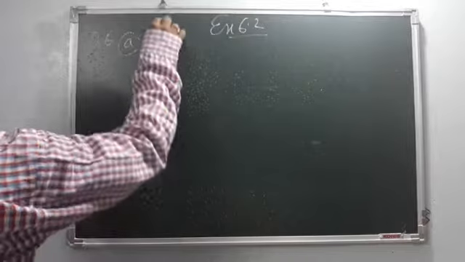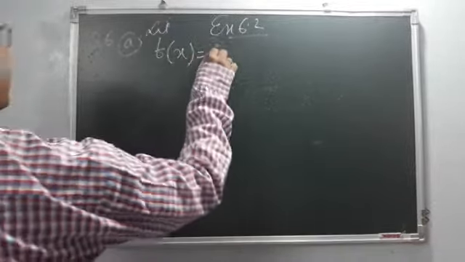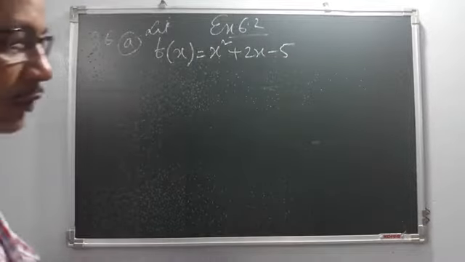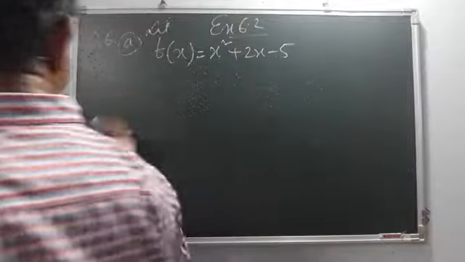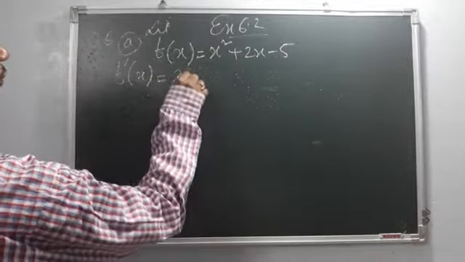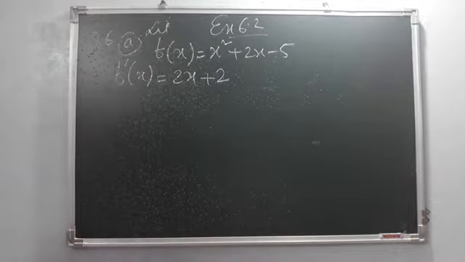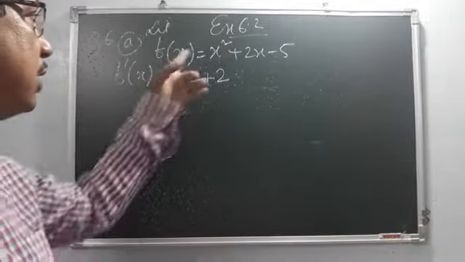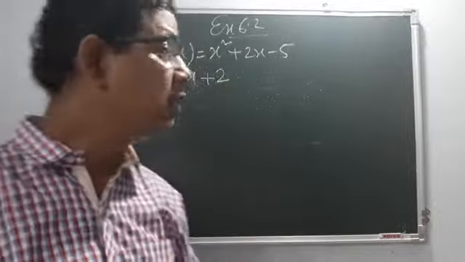Here f x is given. Since the function name is not given, we will write f x is x square plus twice x minus 5. As we have to find the interval, we will write f dash x. F dash x is the differentiation of f x with respect to x. X square differentiates to twice x, twice x differentiates to 2 as a constant, and the differentiation of 5 is 0.